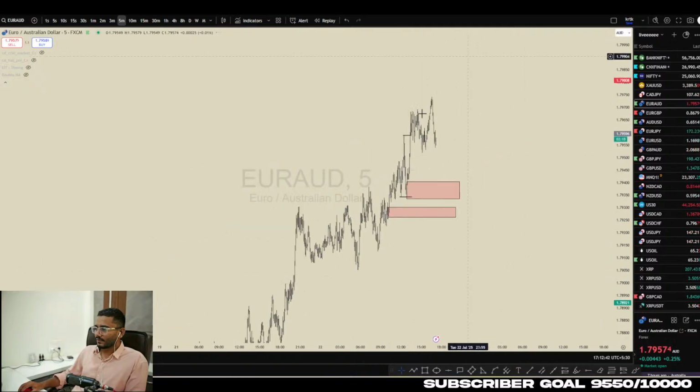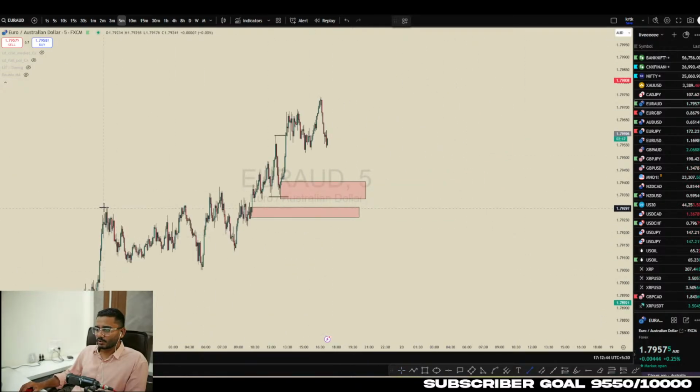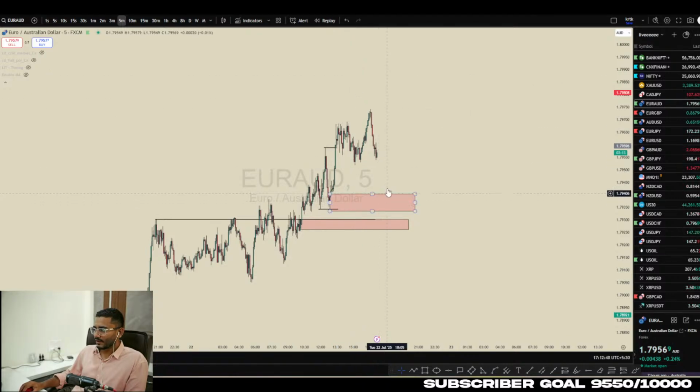And we can see price is still continuing to the upside. Both of them are valid. We just need some kind of reaction. If price reacts from this order block, then we can look for a buy side setup.